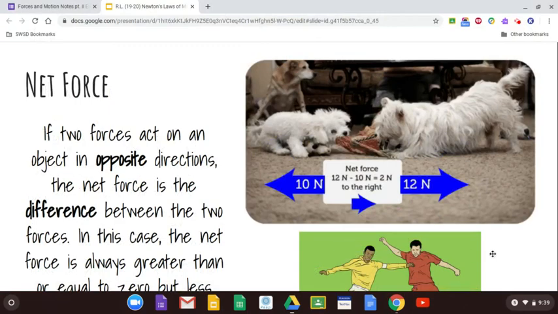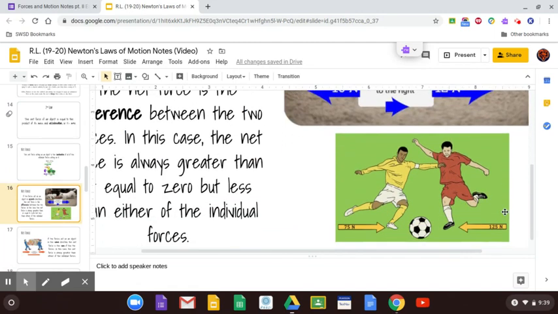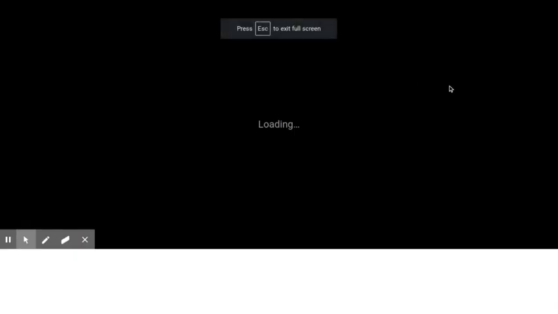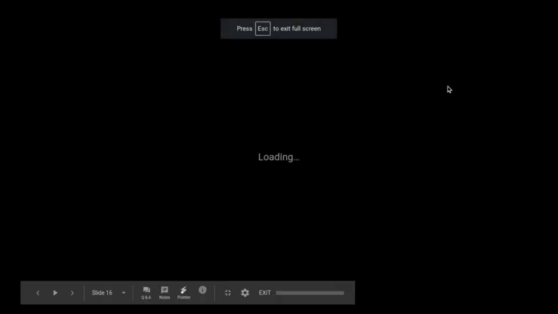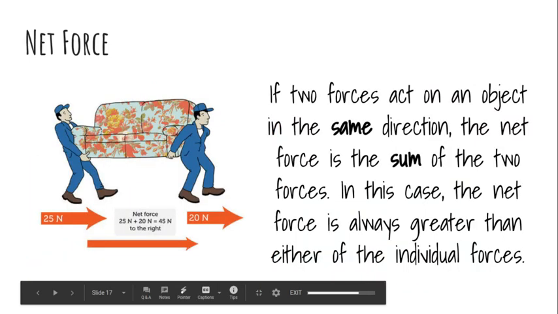He's going to kick it with 75 newtons of force. So if we subtract and get the difference, we would have a total of 75 newtons going to the left because the guy in the red is kicking with more force. Okay, so that's pretty much how we would find the net force if we have 2 forces going in opposite directions.